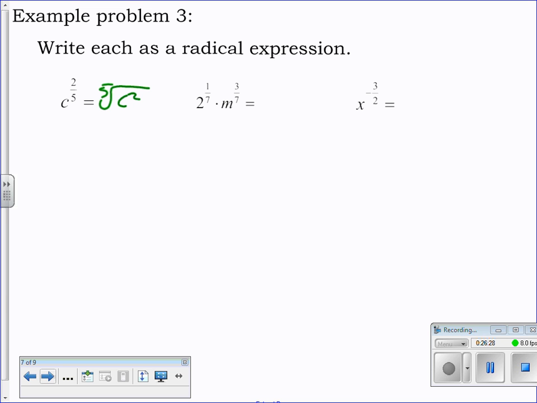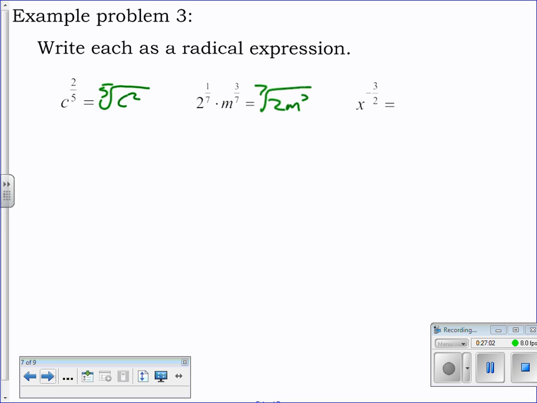Okay. The next one, the fractions have the same denominator, which means all the fractions have the same denominator. That means I have a root of everything that's there. It's the 7th root. So I have the 7th root of 2 to the 1st power, m to the 3rd. Denominator gives me my root, the numerator gives me my exponent.